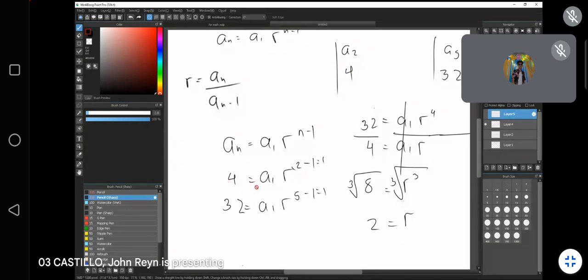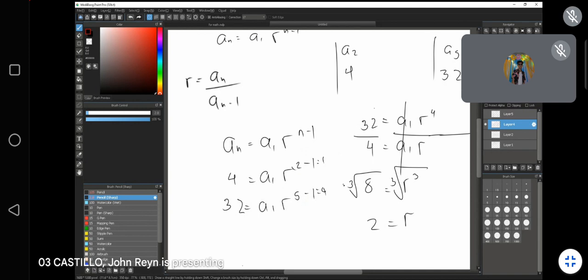So 4 equals a sub 1. We don't have a sub 1, so it just remains. We don't have the ratio, so that also remains. Then the n, which is 2, and minus 1. 2 minus 1 will be equal to 1. Then for the a sub 5 now, it would be 32 equals a sub 1. We don't have a sub 1, we don't have the ratio, and n would be 5. It would be 5 minus 1.